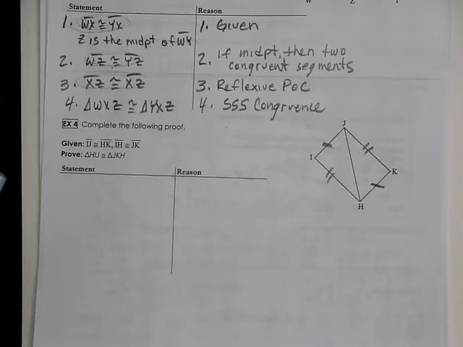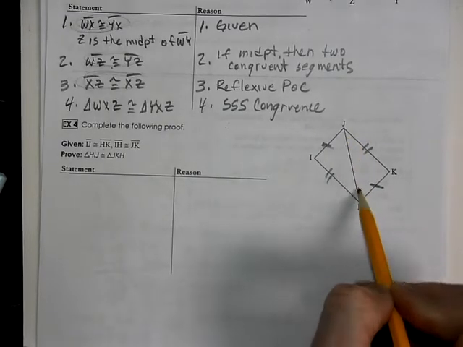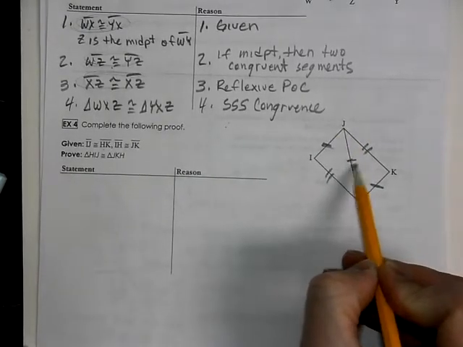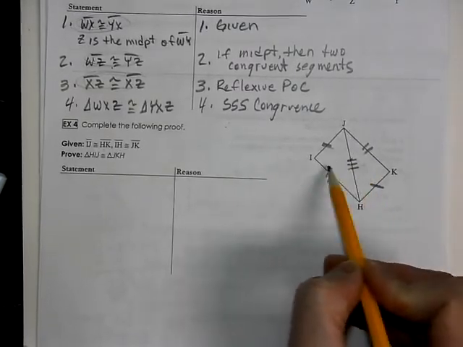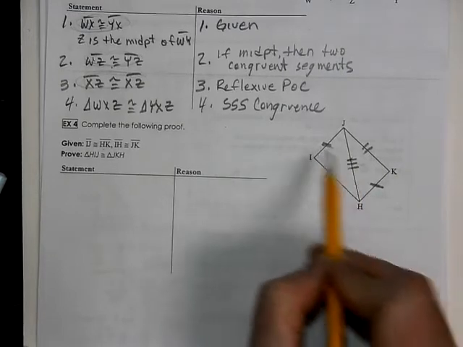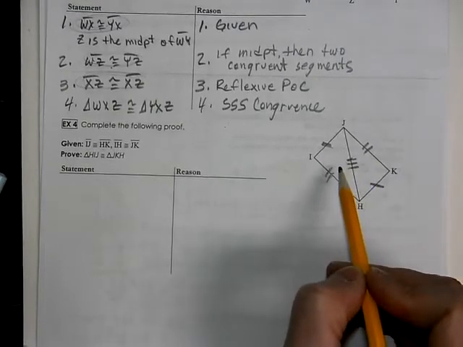That's only two sets of sides that match. I need to come up with a third set of sides that match. I don't have any midpoints, so I can't use that. But I do have this side that's being shared. So the side that's being shared, of course, is in both triangles. That's the reflexive property. So now I have a one ticker in both, a two ticker in both, and a three ticker in both.